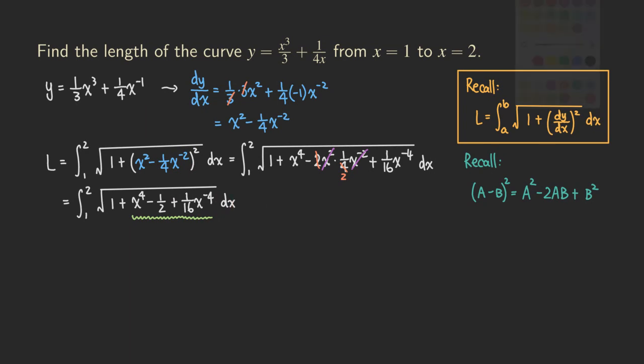So now we are going to simplify even further, because right now we can actually put the 1 and combine the 1 and the negative 1/2, which will now give us the expression x to the 4th, plus 1/2, and then plus 1 over 16 x to the negative 4. Then there is a dx. Remember that.